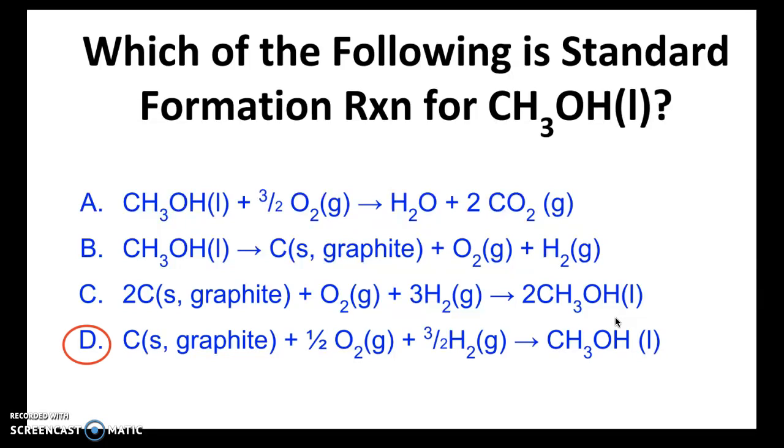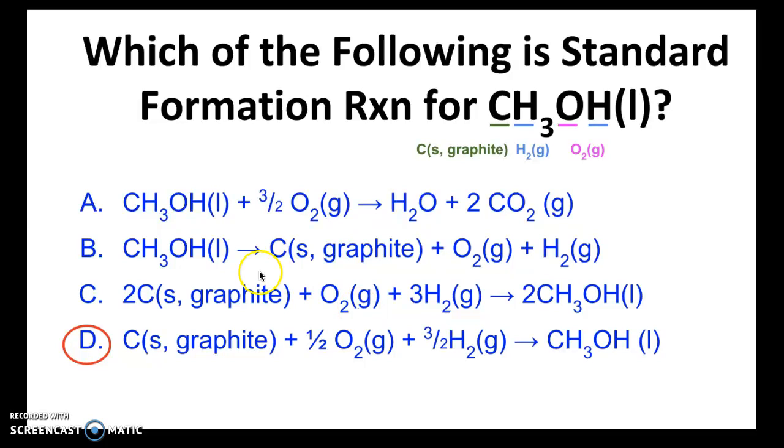All right, so the answer is D. So let's just take a quick look. CH3OH is made up of carbon, and the standard state of carbon is solid graphite. It also has hydrogens, and the standard state of hydrogen is hydrogen gas. And it also has oxygen, the standard state of oxygen is O2 gas. All right, so why is the answer D and not some other answer?